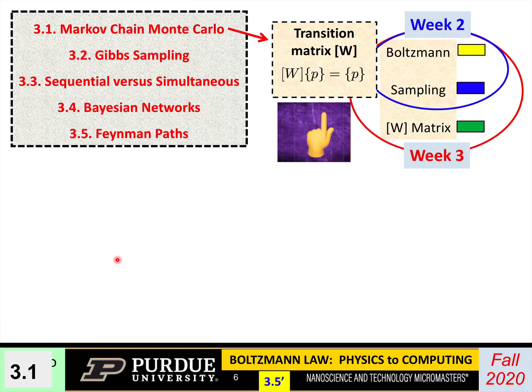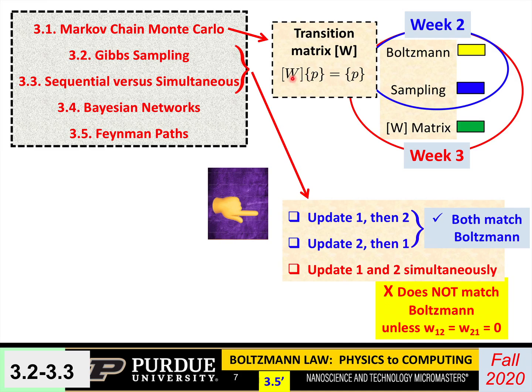And in week 3, we introduced this transition matrix method. You see, in week 2, we had these 2 methods, namely the direct Boltzmann probabilities and the sampling method. Now, in week 3, we introduced this new idea, the transition matrix, from which also you could calculate the stationary probability distribution. And we used that first to discuss this whole sampling method and why it works, why it is important to update them sequentially, and simultaneous updating doesn't work, and so on.